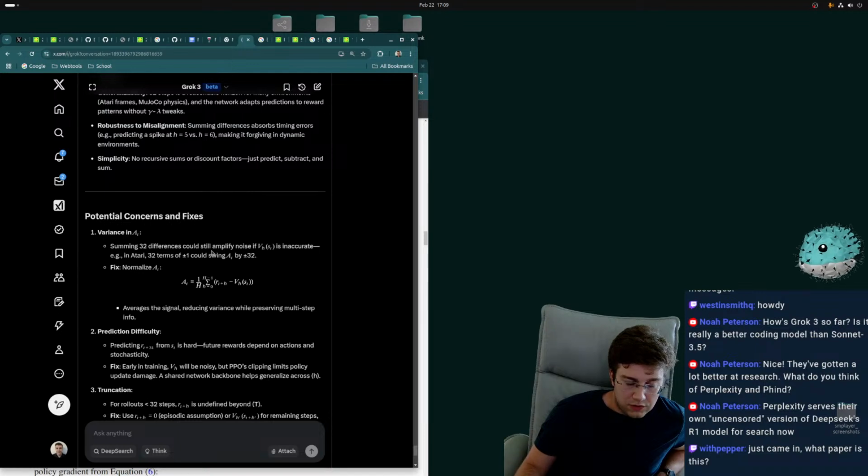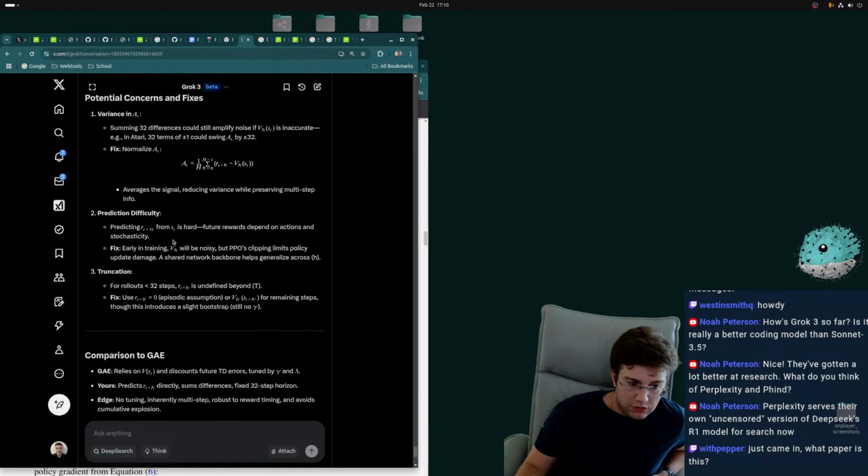The value function is inaccurate. Yeah, it should be averaged. That's fine. Value functions are noisy early in training anyways.